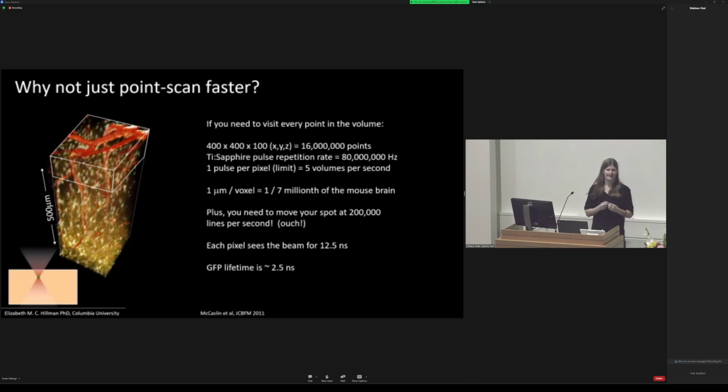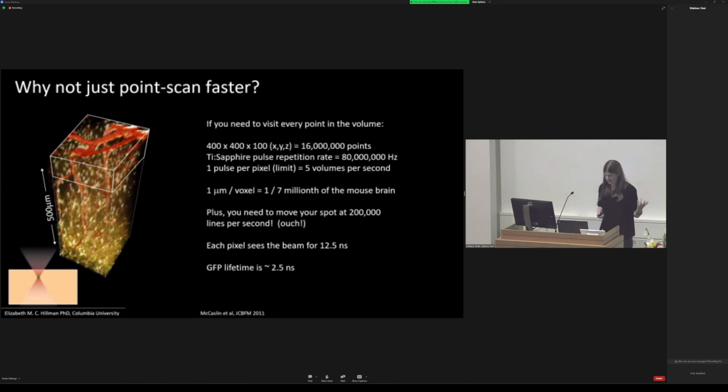Okay, so it didn't stop me convincing a student to try to build this thing, but after we did this calculation, we were like, oh no, this is not good, right? Like, if you have to visit every single one after the other, we simply are not going to be able to get to the point where we can image very fast in 3 dimensions.